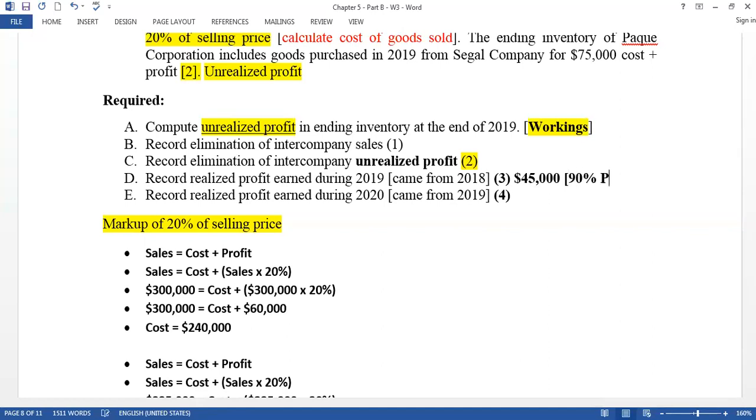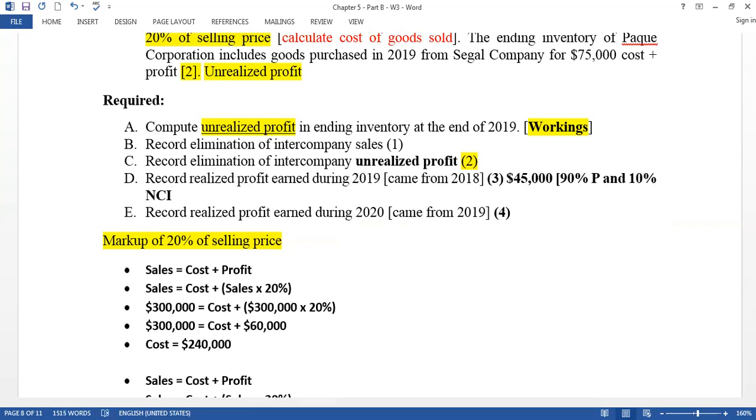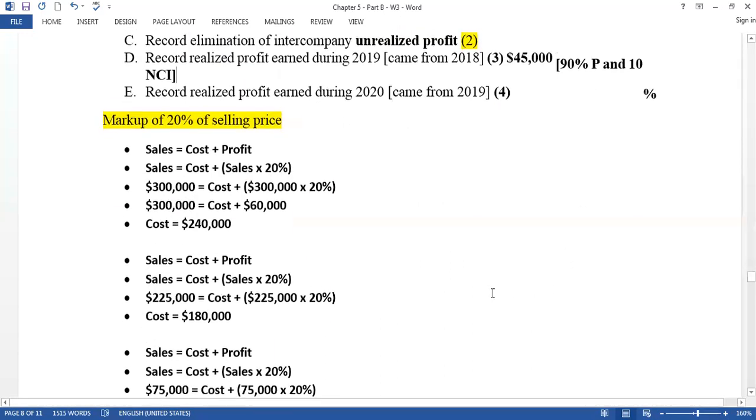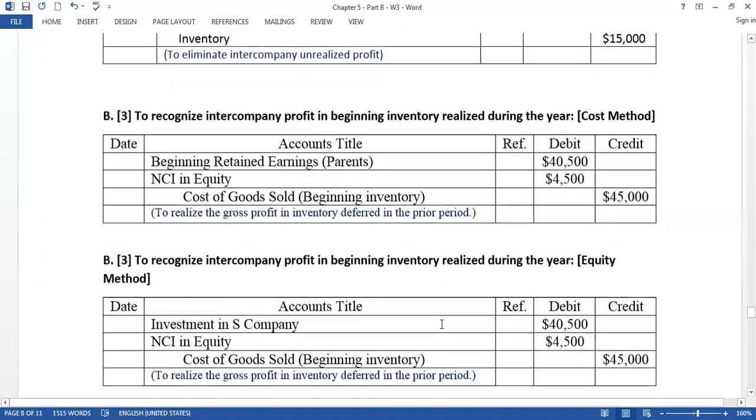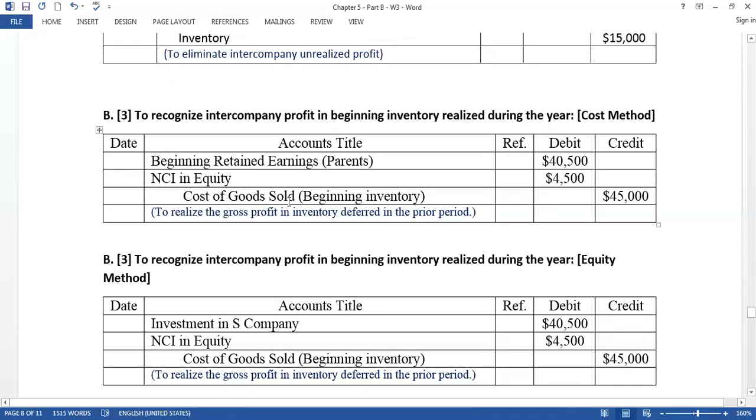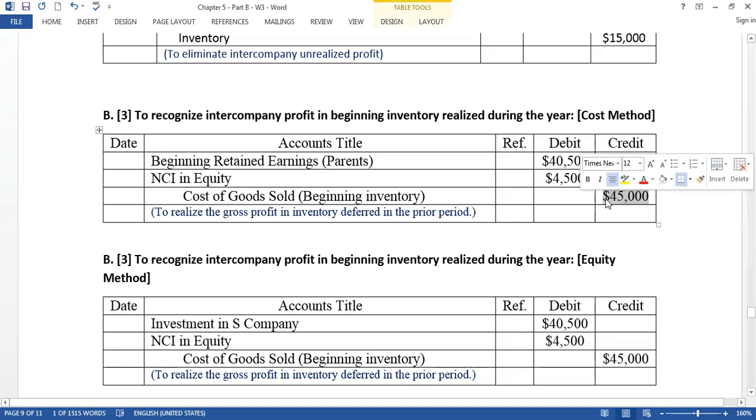10% NCI. Okay. Now look at the journal entry. Look at journal entry number 3. So profit is added back. This $45,000 we eliminated in 2018, but when 2019 came, we added it back.